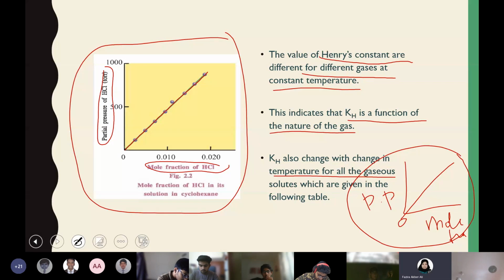No, in this slide, basically, one point is KH depends on nature of gas and temperature, and then plot a rough graph showing a straight line relation between partial pressure and mole fraction. That straight line should pass through the origin. These two points are to be noted in this slide. Clear?